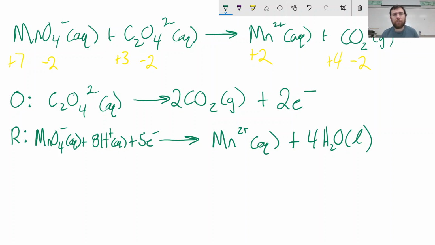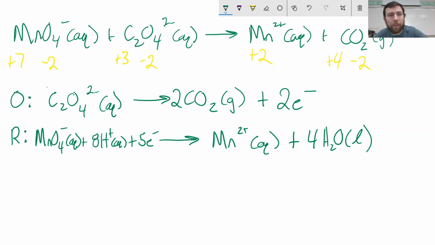Okay. And so we've got our oxidized half reaction, which is balanced. We've got our reduction half reaction that's now been balanced. So now the only thing we need to do is make sure that the number of electrons is equal, right? Because we currently have 2 and 5 respectively. So the common factor between each of those is going to be 10.